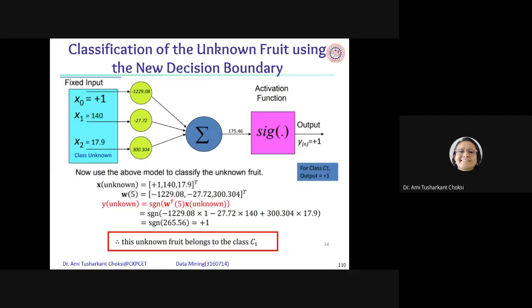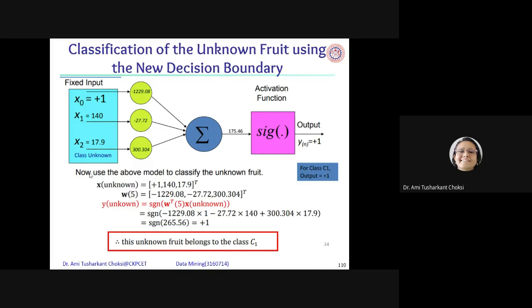Now we will check the unknown fruit using the new decision boundary. So that is x0 plus 1, x1 is 140, x2 is 17.9. What is the weight vector? Negative 1229.08, negative 27.72 and 300.304. Right? We are representing the same problem using the figure.